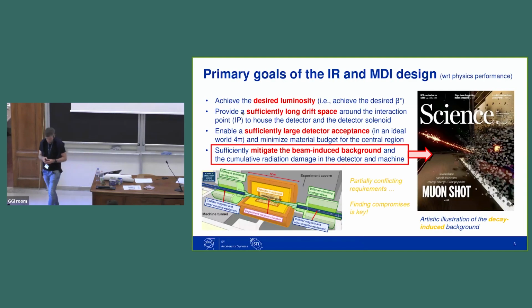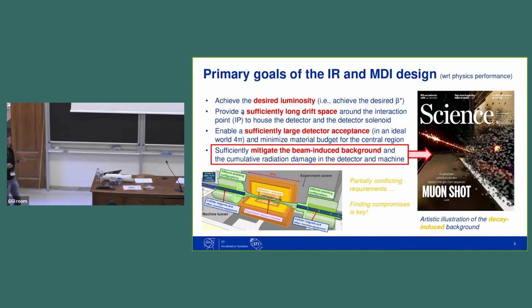So let's start with a basic question. What are the primary goals of the interaction region and the MDI design? Clearly, the first goal is to achieve the desired luminosity. This means to achieve the desired collision rate in the interaction point. And for this, we need strong final focus quadrupoles, which you can see here in blue on each side, which squeeze the beam in the interaction point to achieve the desired beta star. So I will also explain a bit more about beta star later on. You already heard about beta yesterday, but it's good to repeat it maybe from different perspectives.